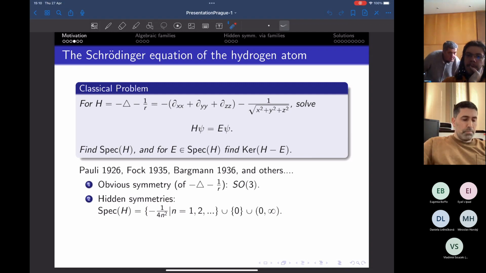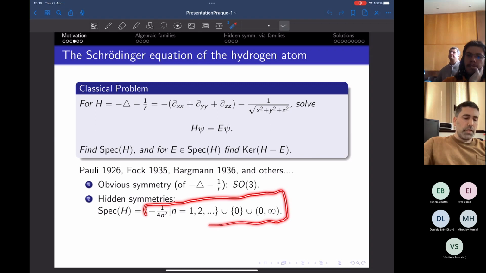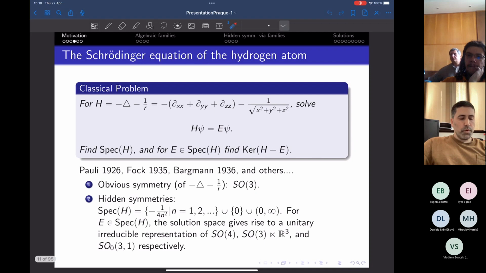So depending on the energy that you take in the spectrum, the hidden symmetry can be seen in the following way. Take an energy in the spectrum. The corresponding solution space will give rise to a unitary irreducible representation of a hidden symmetry Lie group. If the energy is negative, it will be a finite dimensional unitary irreducible representation of SO4.